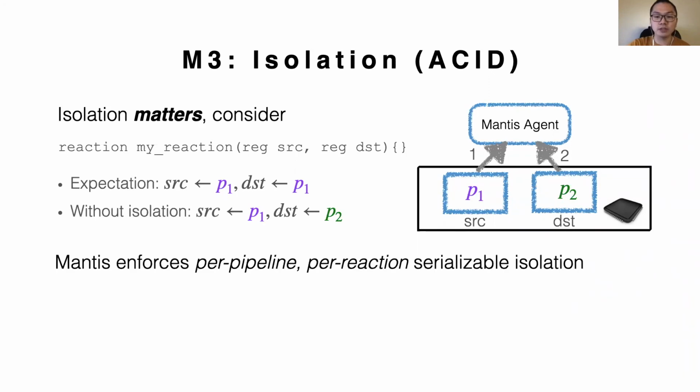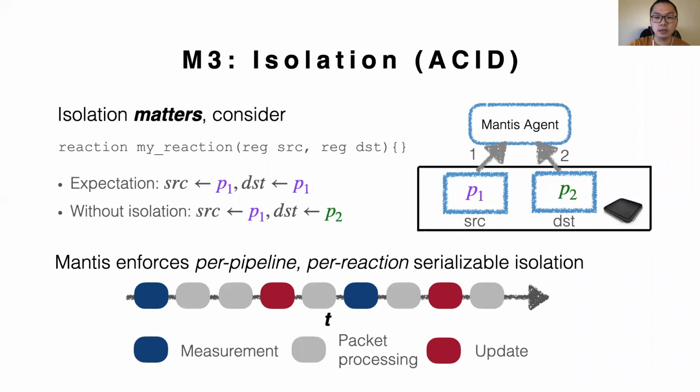To address the issue, Mantis provides per pipeline, per reaction serializable isolation between measurements, updates, and packet processing. Note that the isolation I'm talking about here is the isolation of ACID, which is to say that all three types of transactions appear to execute in some sequential order, though in fact they are concurrent. This makes it easier to reason about the reactive behaviors. The concrete approach to ensure isolation is in the extended video and paper.